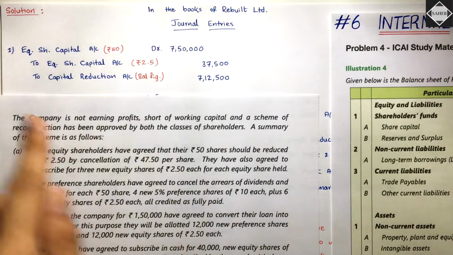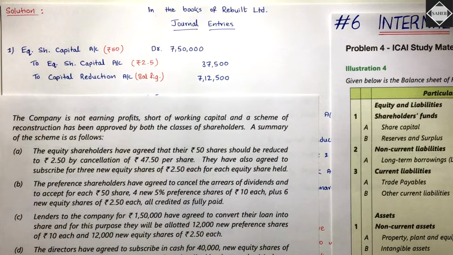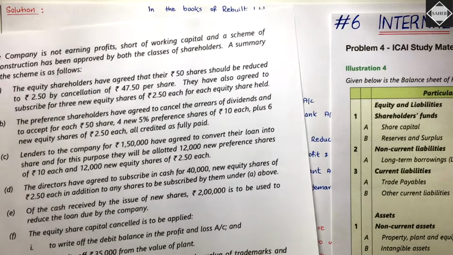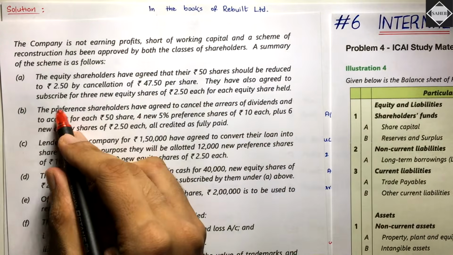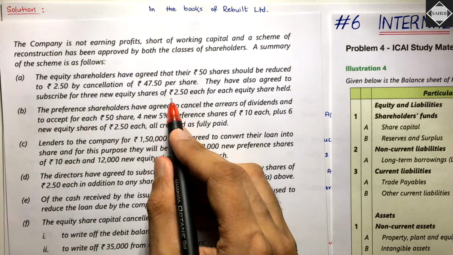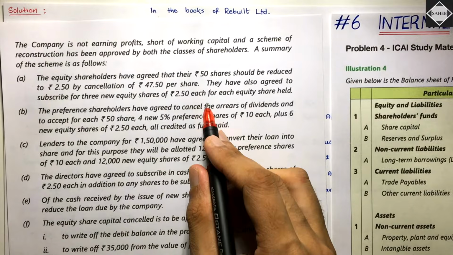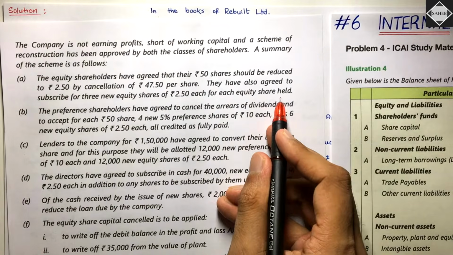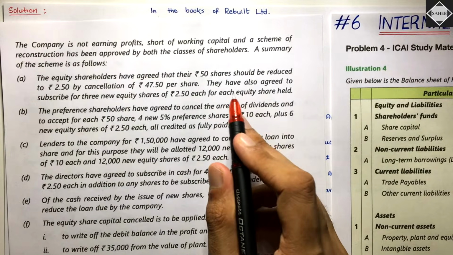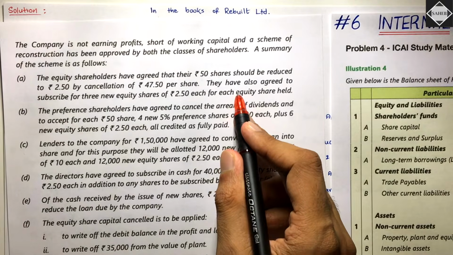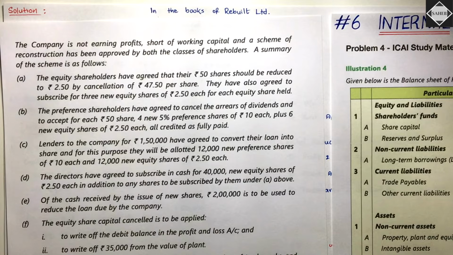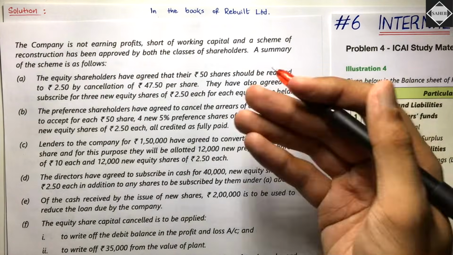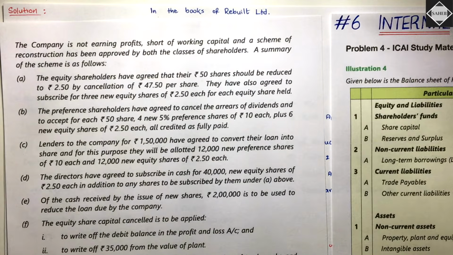Simple, easy. And then in the same adjustment, there is one more sentence. Let's just read that. See here, they have also agreed to subscribe for 3 new equity shares of rupees 2.5 each for each equity share held. Now here in this sentence, they are talking about rights issue. What does rights issue mean? It means that new shares are being given to the existing shareholders in a certain ratio.